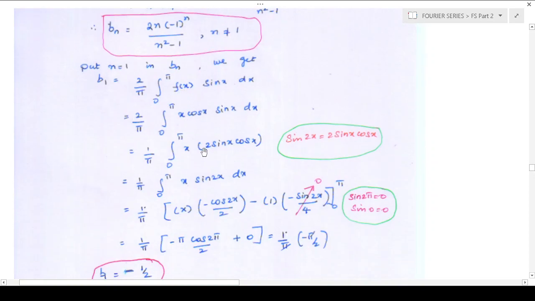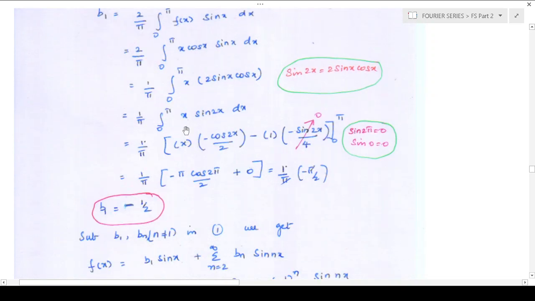Take this 2 inside, club cos x sin x, 2 inside. Your sin 2x is 2 sin x cos x, right? So sin 2x, again Bernoulli's integration by parts. u is x, differentiation of x is 1. v1 is minus cos 2x by 2. Again integrate this, it will be minus sin 2x by 4.